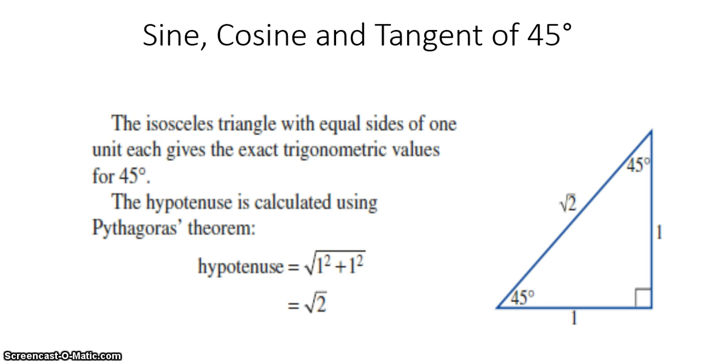Now let's look at sine, cosine and tangent of 45 degrees. In order to do this, we need to analyse this triangle that you can now see before you. This is an isosceles triangle, which means that it has two sides which are equal, and in this case our two equal sides are the perpendicular sides. This side here which is 1 and this side here which is 1.